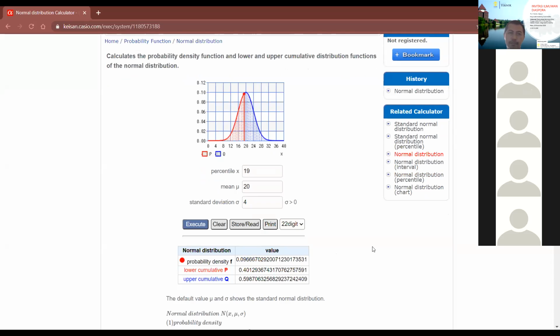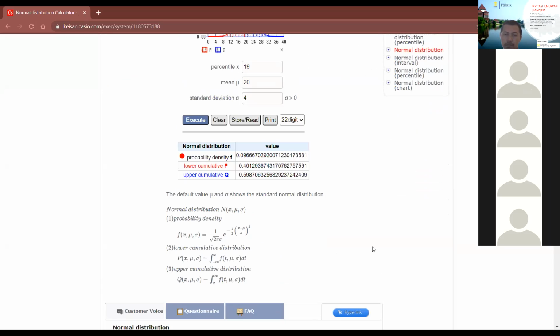Okay, so from the question, I've put in a percentile x of 19, a mean of 20, and a standard deviation of 4. For the probability density, I got a result value of 0.096 recurring. For the lower cumulative, I got 0.401. And the upper cumulative, I finally got 0.5987. If I were to manually calculate it, I would use this equation, but I went for the fast route.